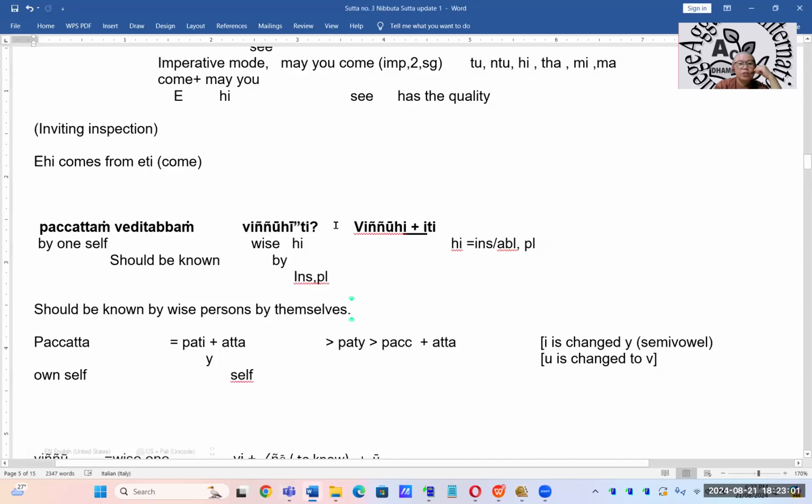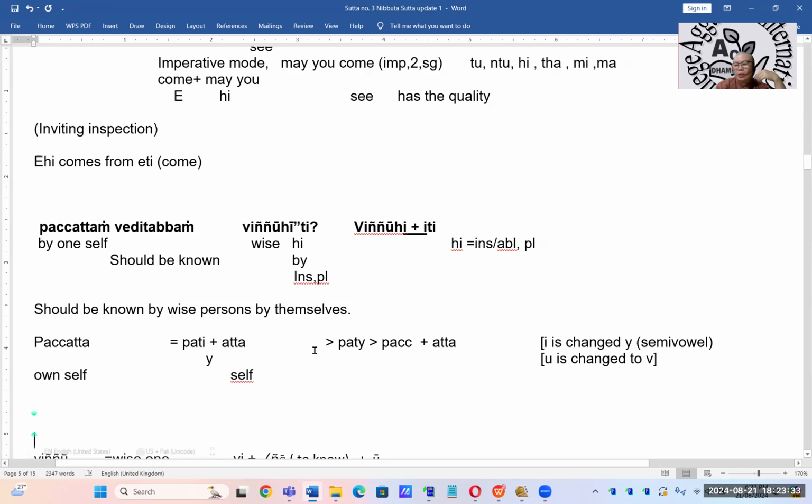All right. So any question for this line? Any question for this one? Pachatam, by oneself. Veditabbam, should be known. Viññuhi, by wise persons. Right? It's an instrumental plural. Okay. I will send to you all later.